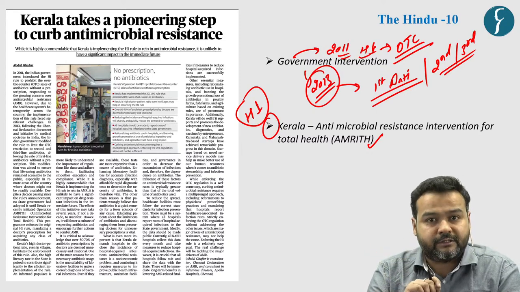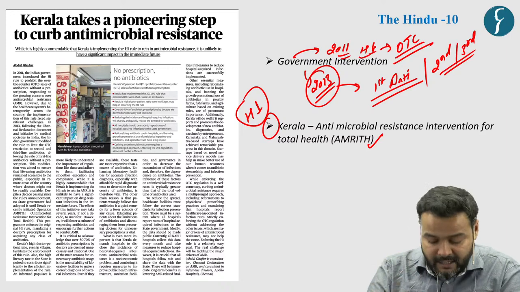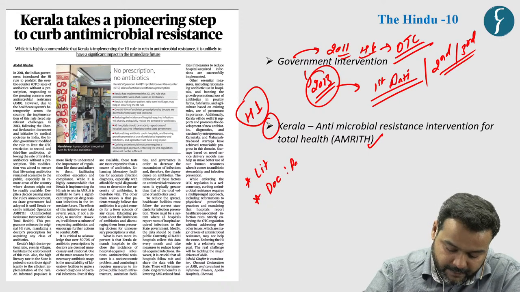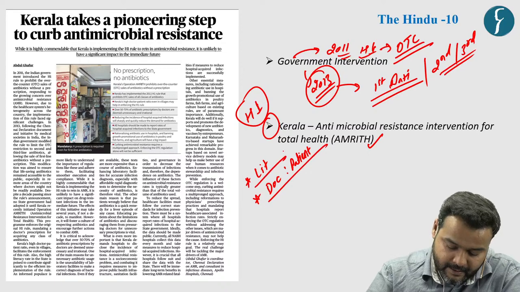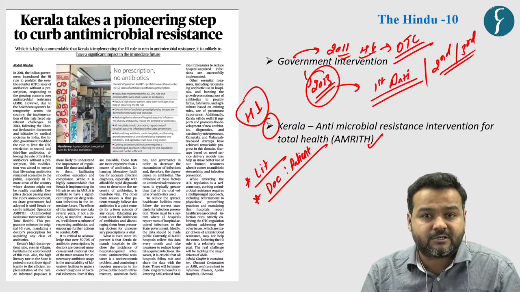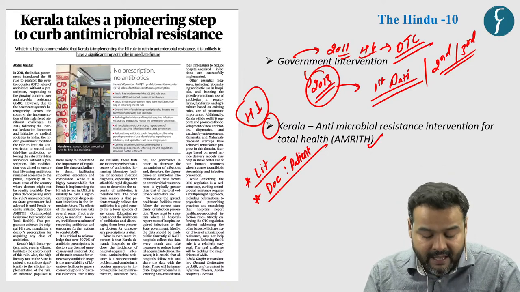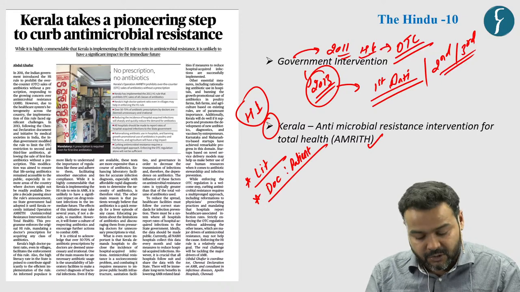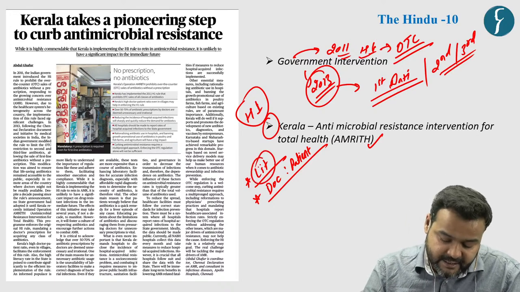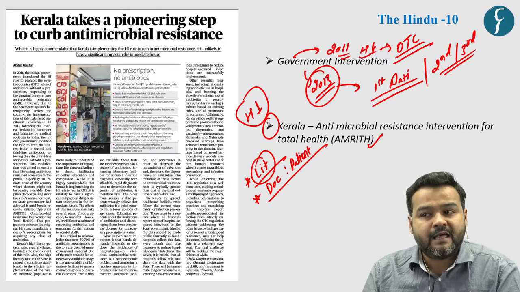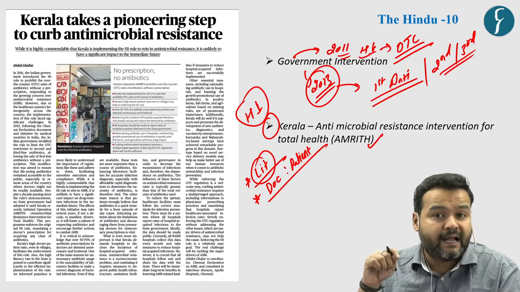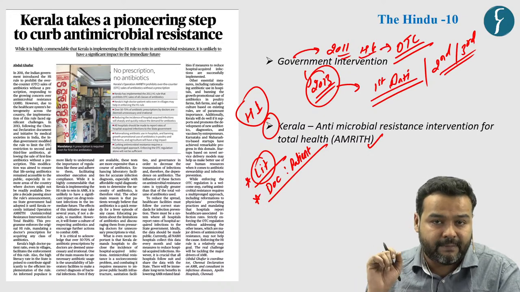Now, according to the author, considering the high literacy rate and a good doctor-to-patient ratio, this can work. Because for getting a prescription, the prerequisite is to have access to a doctor. Kerala has a good doctor-to-patient ratio, so patients will be able to get a prescription easily. Secondly, the high literacy rate prevalent there will help to spread awareness among the population regarding the ill effects of antibiotic use or overuse.